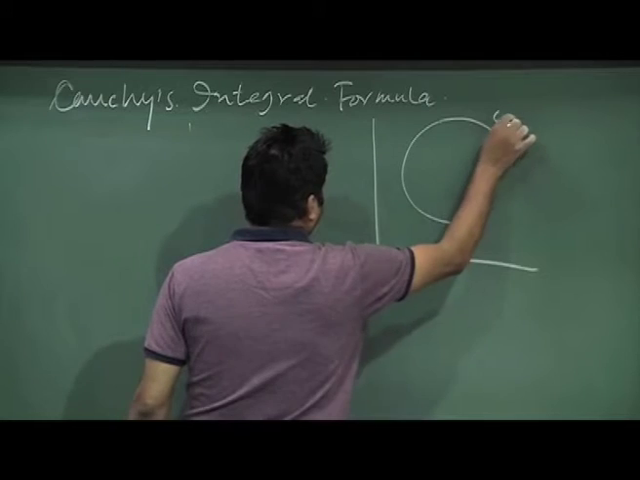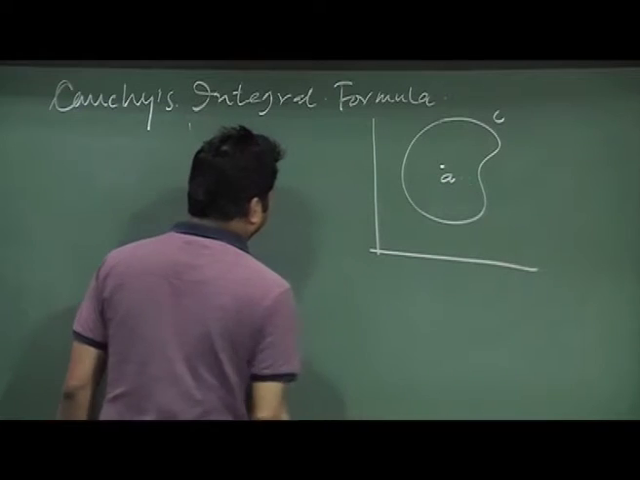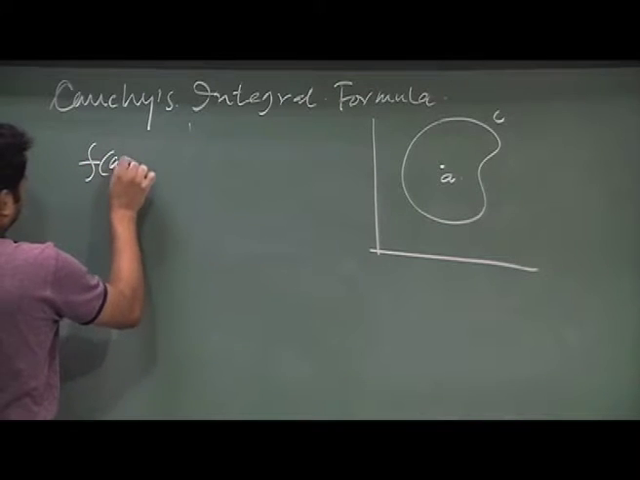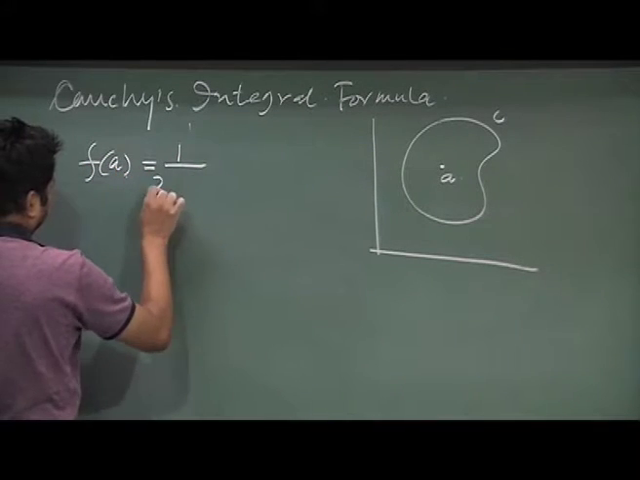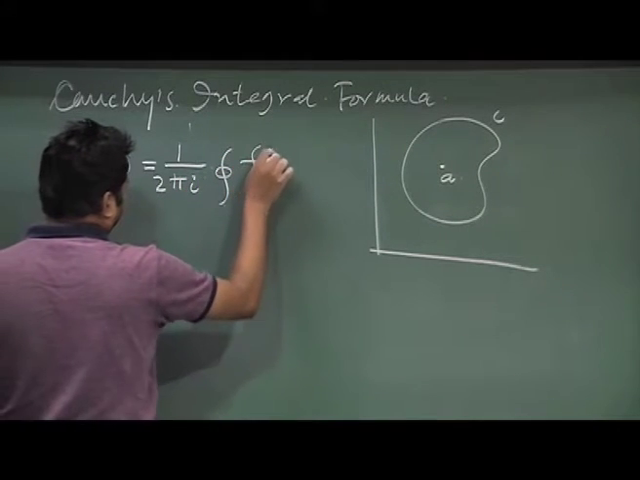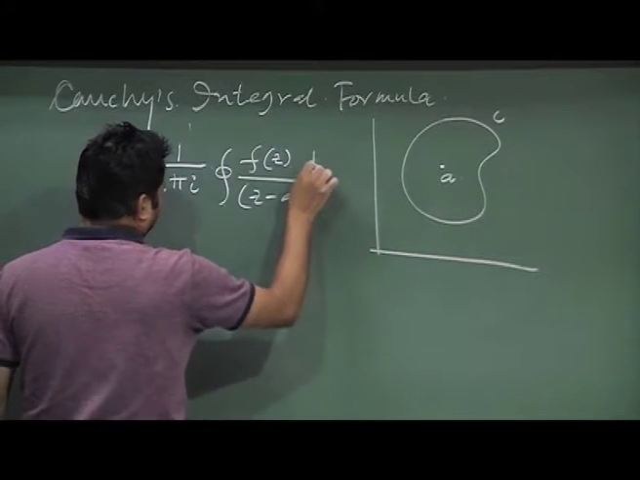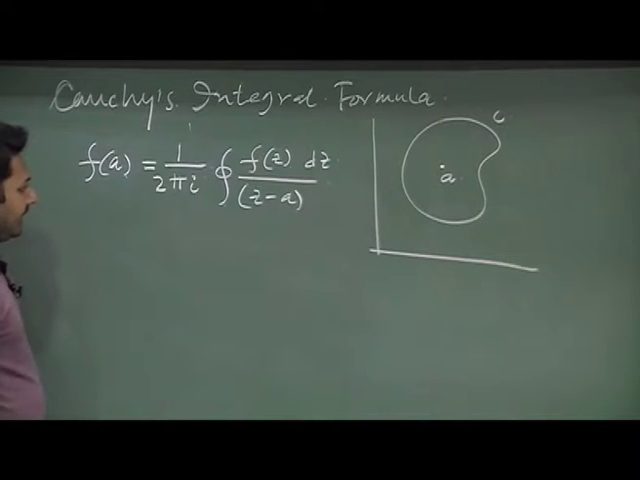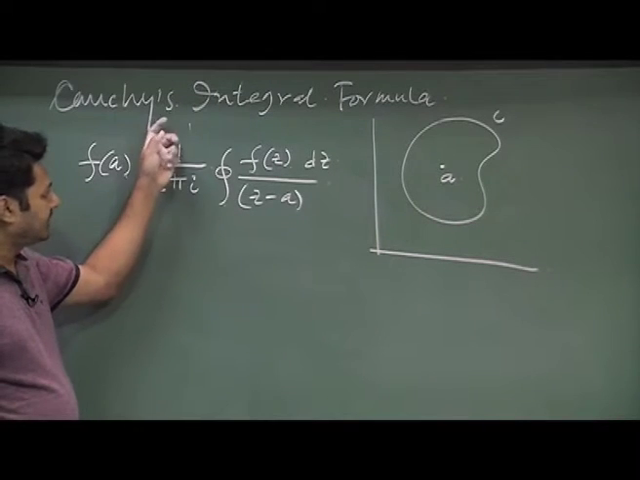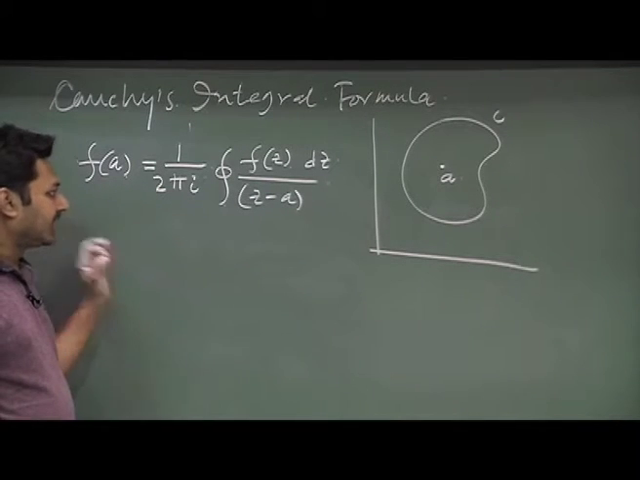This is the region, say C, and a point here is a inside the region. Then the statement states that, let me write it here, then I will explain. If f(z), this is the statement of Cauchy's integral formula. After writing the statement, let me explain one by one what is the meaning of that.